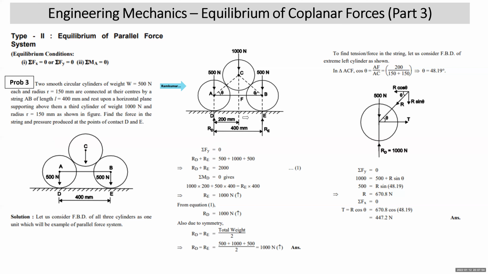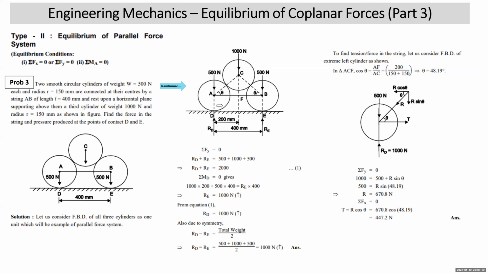Reactions will obviously be upward. RD is at D and RE is at E, right? Now, does it become an example of a parallel force system or not? FBD of three cylinders as one unit will become an example of parallel force system. Understand it here. Tension in the string AB will not come into consideration, because tension in the string comes into consideration only when the string is cut. We have not cut the string.